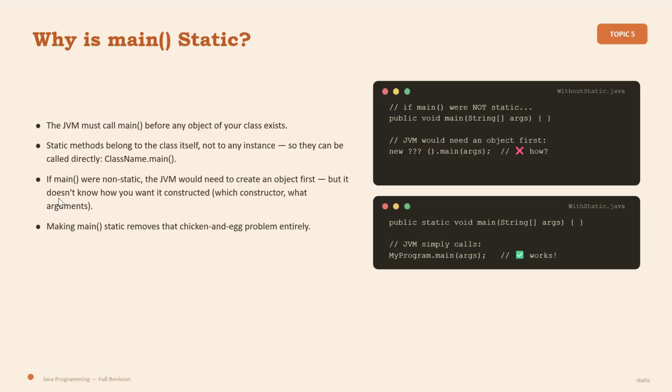A static method belongs to the class itself, not to an object. So the JVM can call the method directly using the class name. Okay.